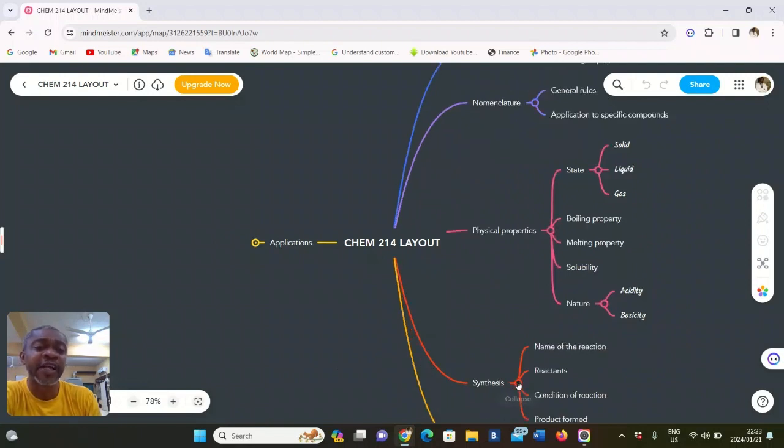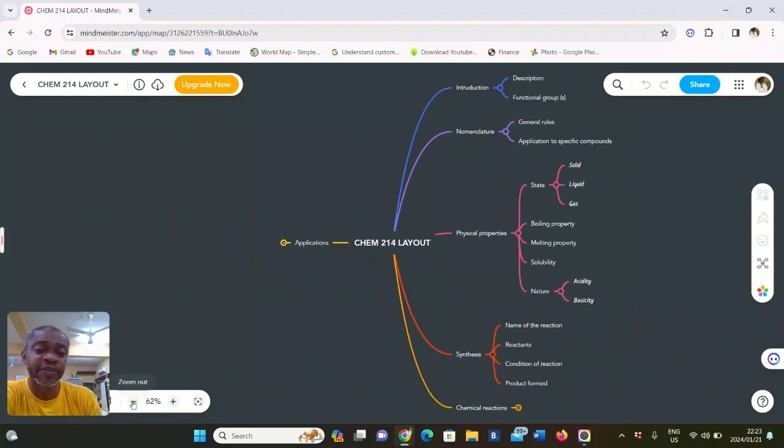Now, I want you to pay careful attention to the next point. When it comes to synthesis, because there are so many syntheses for a particular class, for example, aldehydes can be synthesized using different methods. First and foremost, you need to understand the name of the reaction. That's the first thing you should look out for. What are the reactants? What is reacting to form a product?